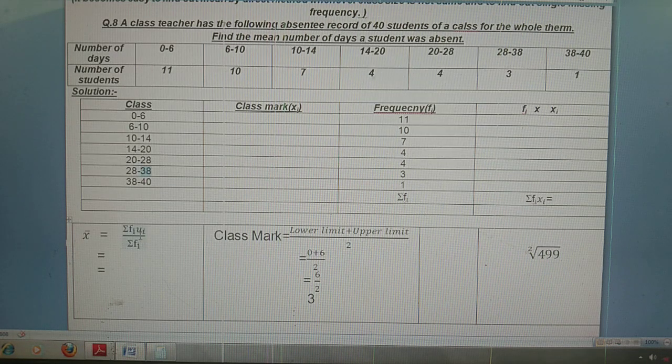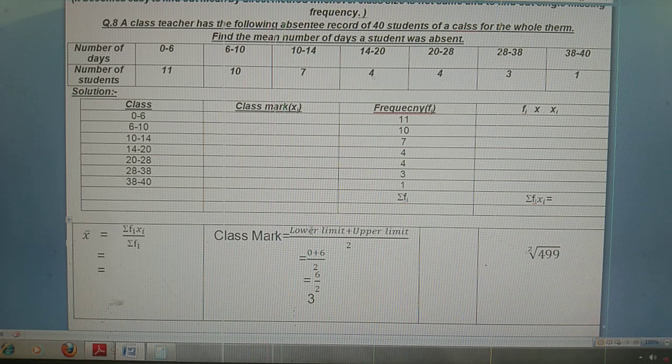The formula of the direct method is mean x bar equals sigma fi xi upon sigma fi. Let us solve this sum. Here the first row of the question will be the class and the second row will be the frequency. Let us find the class mark by applying the formula.